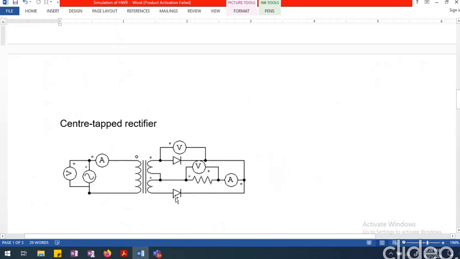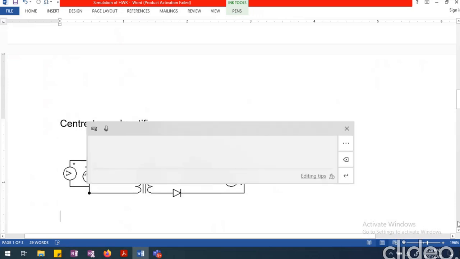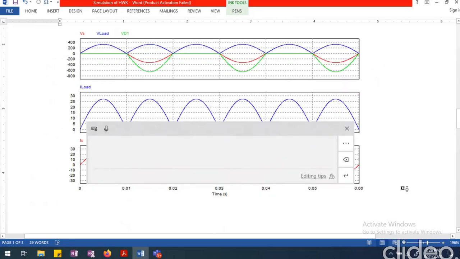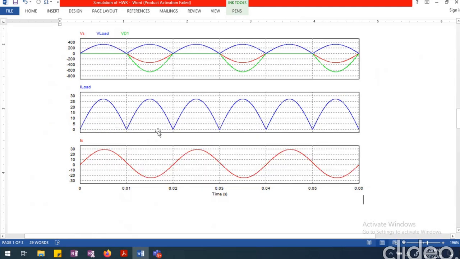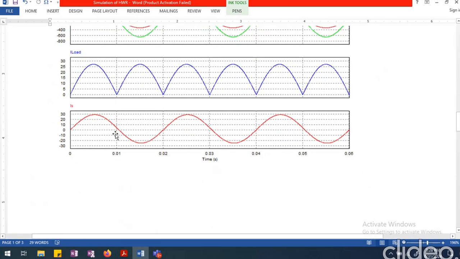Whereas when diode 2 is conducting, the current is actually flowing from right to left, because this happens to be positive. So that is the reason why you see that the load current is exactly in the same direction as that of the source current during the positive half cycle. But during the negative half cycle, the load current and source current are opposite to each other.